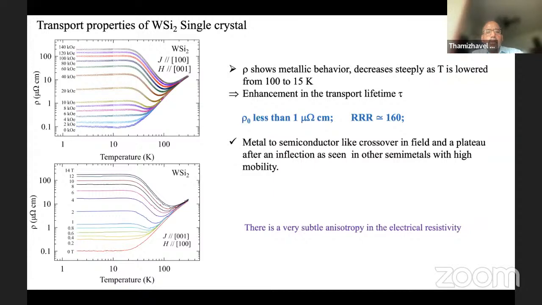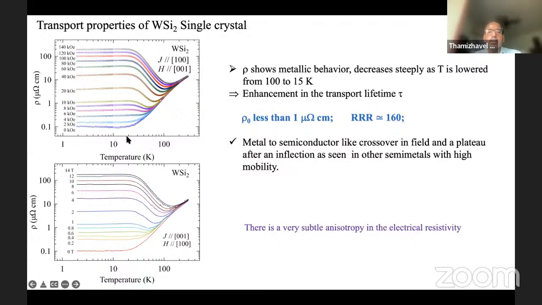So after orienting and cutting the crystal along the crystallographic directions, we passed the current along the 100 direction and applied a transverse magnetic field along the 001 direction. Similarly, in this case, we passed the current along the 001 direction and applied the magnetic field along the transverse direction, namely 100. You can see that the electrical resistivity decreases very rapidly from 100 Kelvin to 15 Kelvin. It follows a very steep decrease, and it remains almost constant.